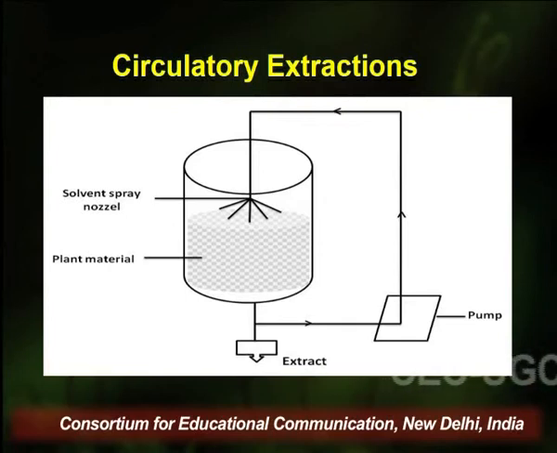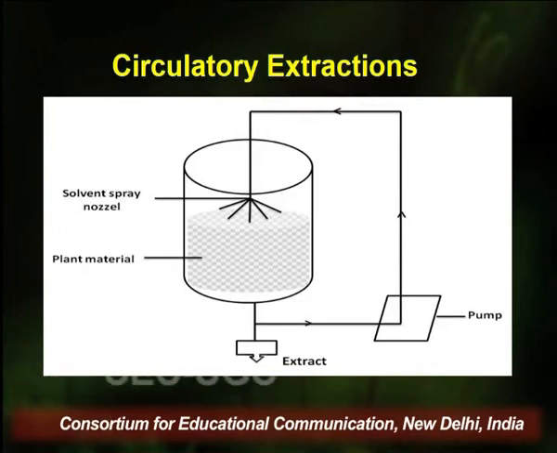As you can see in the diagram, there is a cylindrical extraction chamber having plant drug material, and at the bottom of that cylindrical chamber there is a pipe which is attached to the pump. Once we spray the solvent onto the drug material, we allow the drug material to stand for a specified period of time, and once this time is over, we open the valve of the pipe running from the bottom of the extracting chamber, and with the help of the pump, we recirculate the solvent.